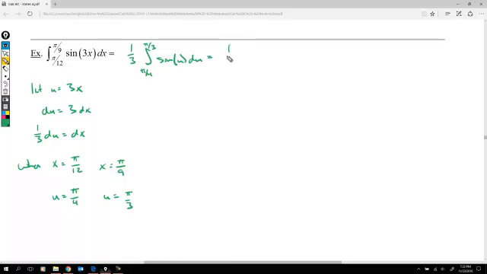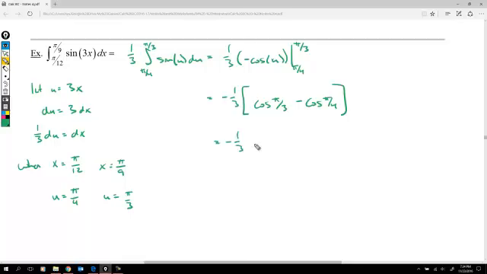The integral of sine is negative cosine of u from pi over 4 to pi over 3. We can just plug this in. I'm going to take this negative out, so negative 1/3 times cosine of pi over 3 minus cosine of pi over 4. Cosine of pi over 3 is 1/2. Cosine of pi over 4 is root 2 over 2. These will flip, so we'll end up with the square root of 2 minus 1 over 6. Alright, let's keep going.